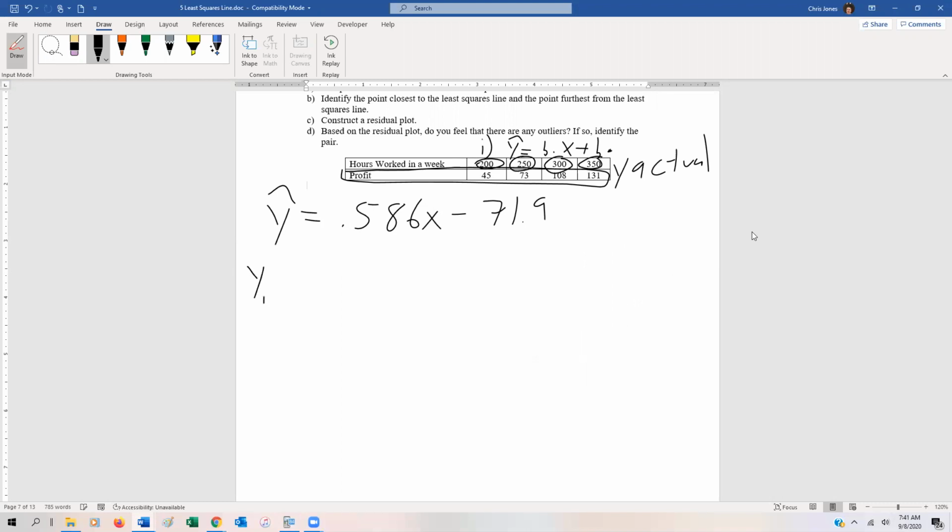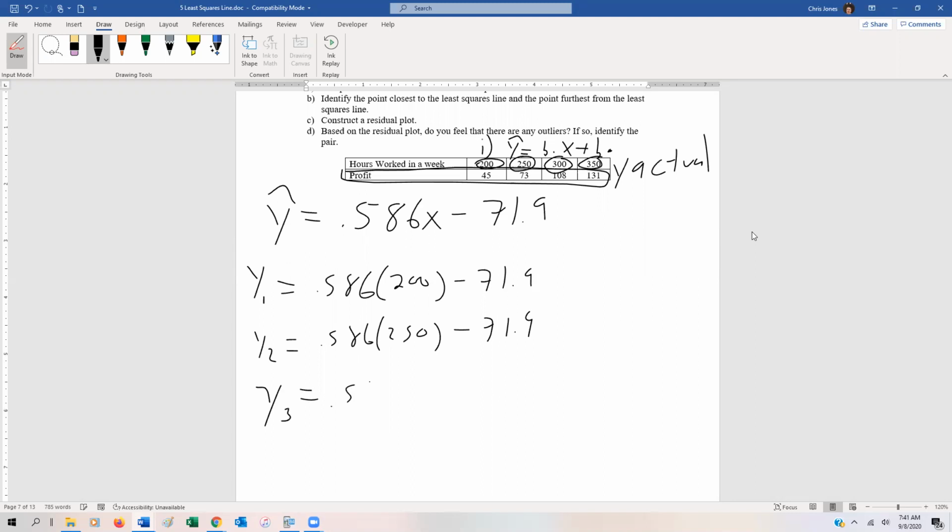Let's just call it y1 is going to be equal to 0.586 times 200 minus 71.9. y2 is going to be 0.586 times 250 minus 71.9. y3 is 0.586 times 300 minus 71.9. And then finally, y4 is going to be equal to 0.586 times 350 minus 71.9.